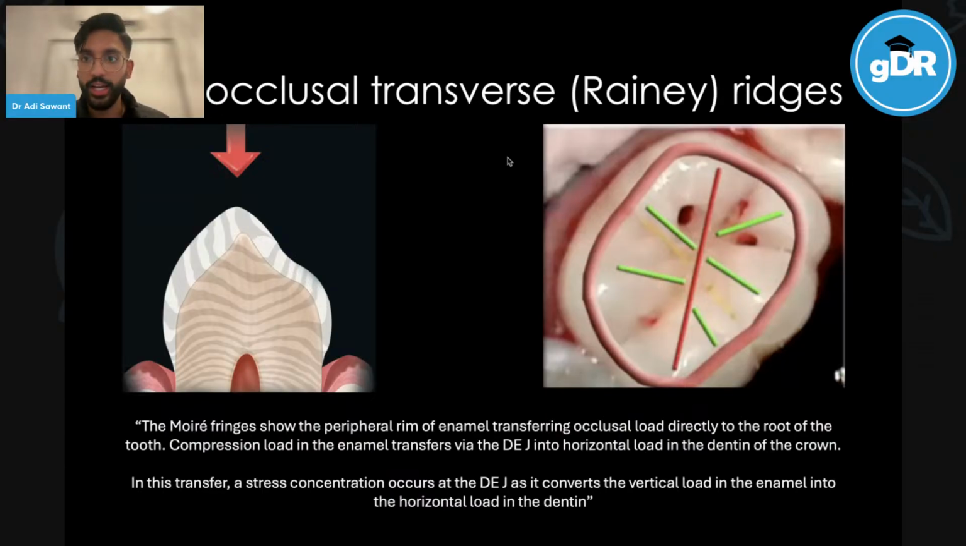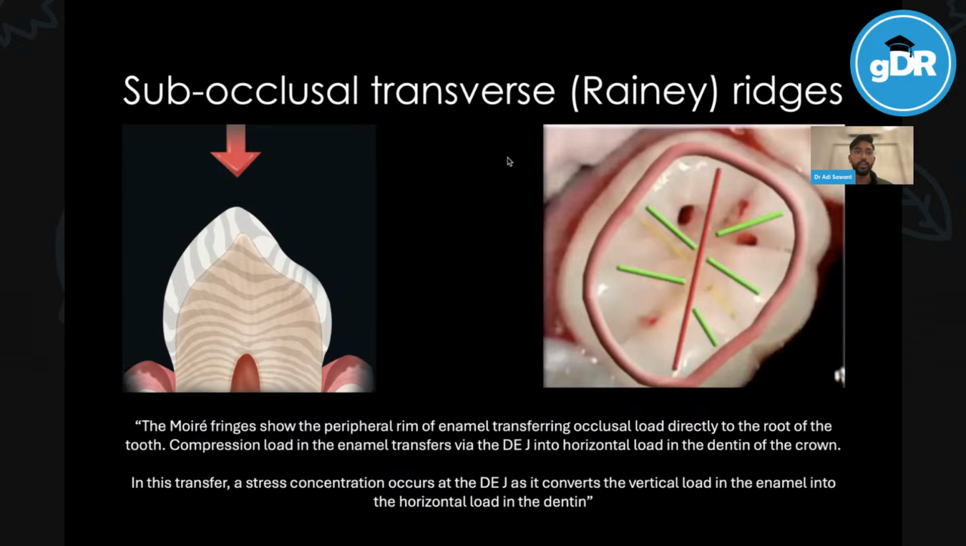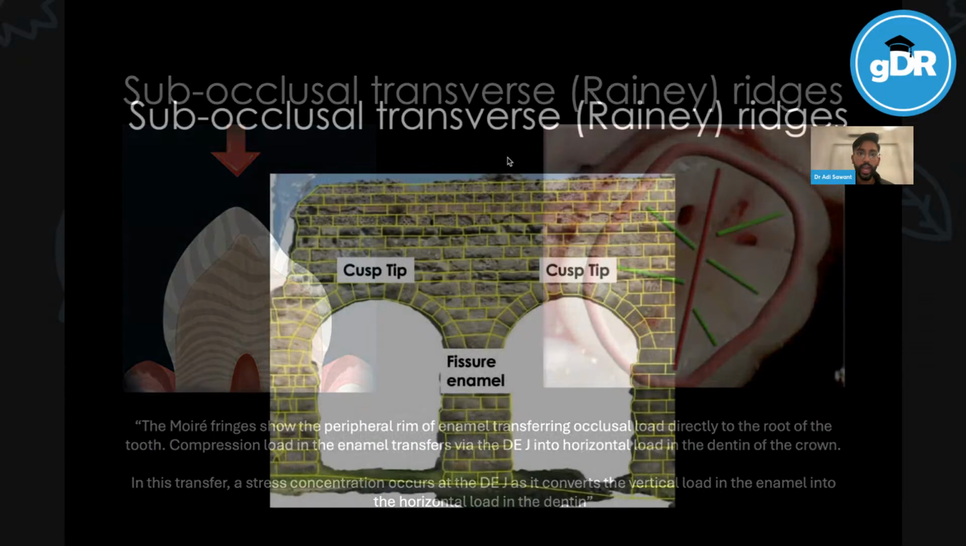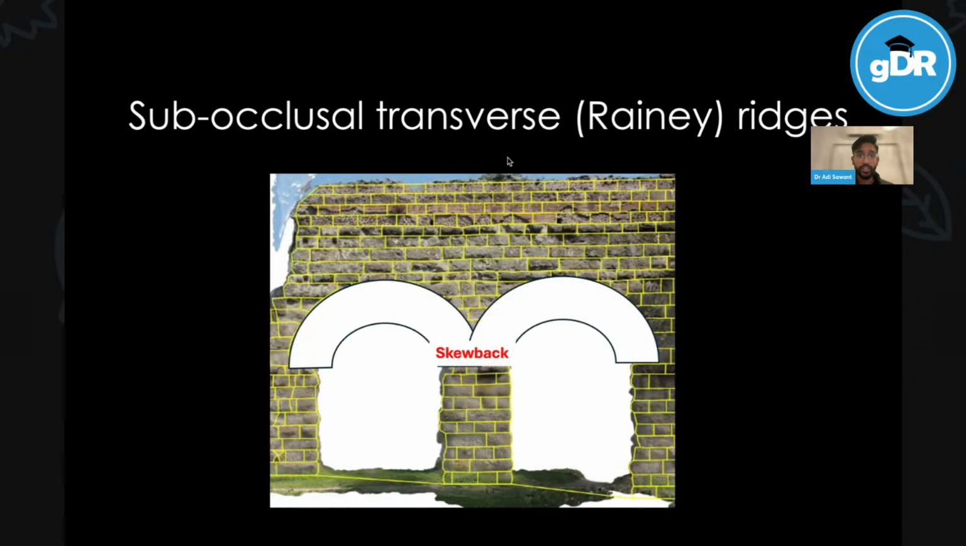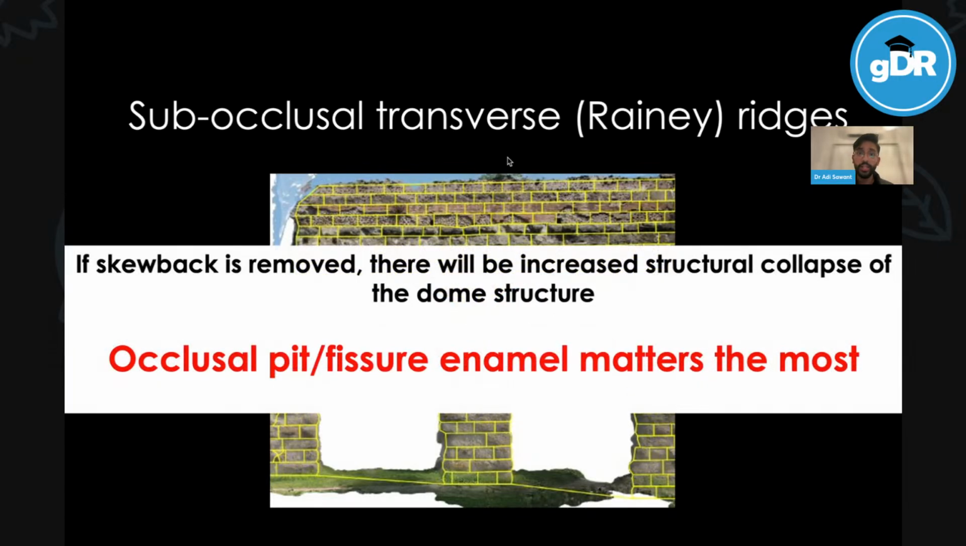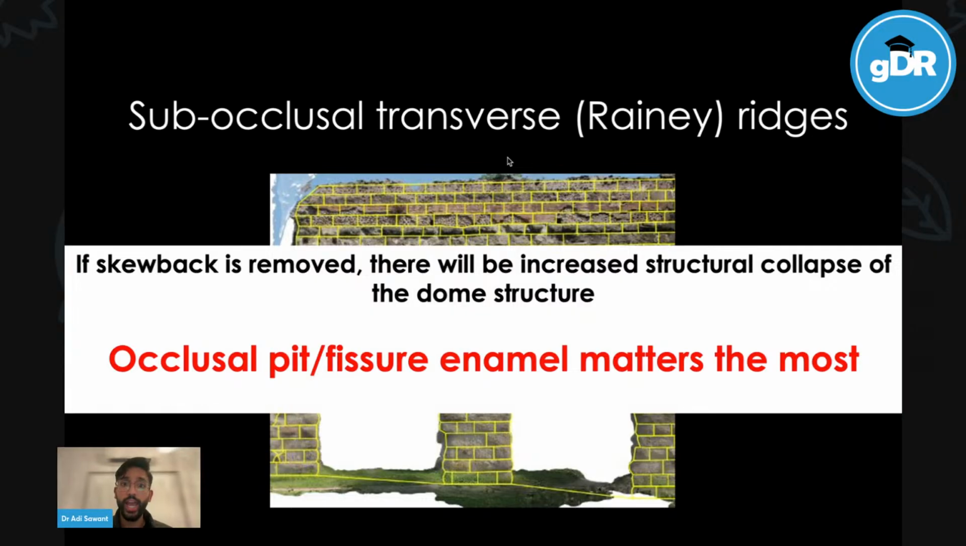What these rainy ridges are is the subocclusal enamel that runs under the pits and fissures of teeth. They help the tooth connect side to side, front to back, top to bottom. And what happens is, if you look at these dome-like structures as cusp tips, and you've got your fissure enamel in the middle, the skew back is essentially a sloping surface against which the end of an arch rests, right? And when you remove that skew back, you remove those rainy ridges, and there is increased structural collapse of the dome structure. Essentially, in normal speak, it's the occlusal pit and fissure enamel that matters the most. It matters more than the cusp tips.